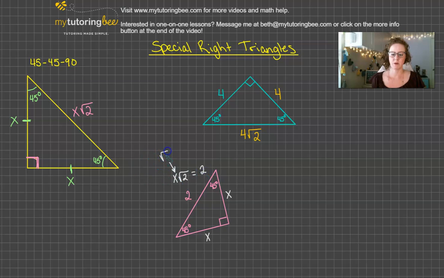If you said the square root of 2, then you're right. If we do the square root of 2 times the square root of 2, that gives us 2, which is our c, or our hypotenuse of this special triangle. So then that means our x value has to be the square root of 2, meaning that our legs over here are each the square root of 2.